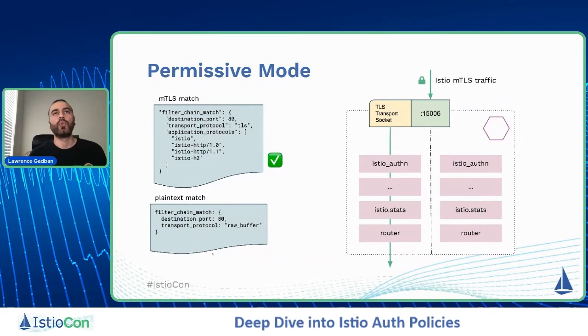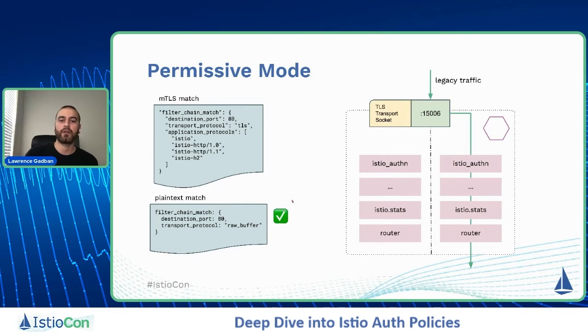So let's look at what actually happens when you apply strict mode. First, let's look at permissive mode. Based on what we were talking about earlier, we have a set of filters and so on that are selected based off of our filter chain match. We have an mTLS match and a plain text match. When Istio mTLS traffic gets to our inbound listener, we have a filter chain match that's looking for port 80, the transport TLS, and then the various Istio protocols that we were discussing. This is a match based off that connection. So we're going to select our transport socket that we talked about and all of the filters associated with it.